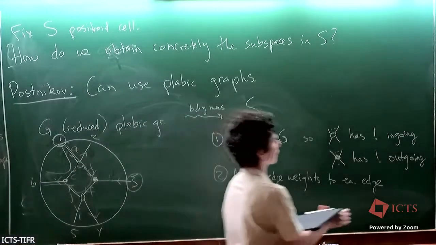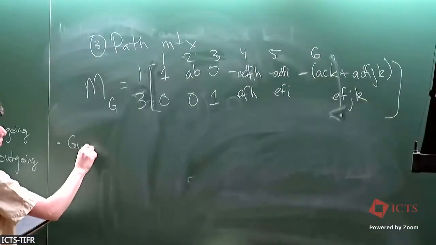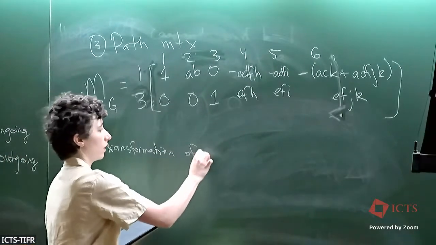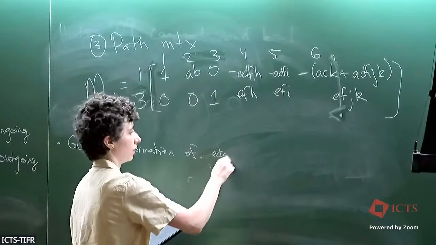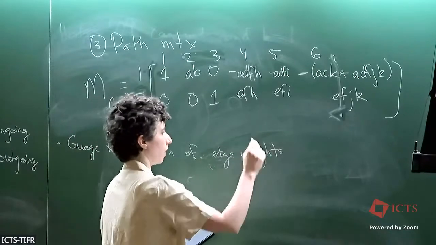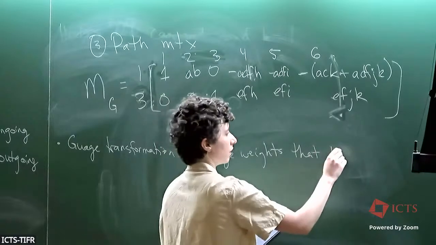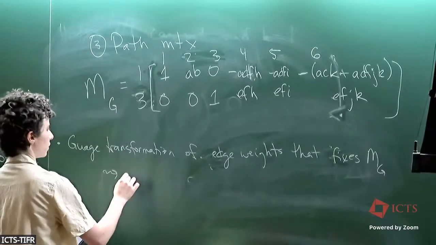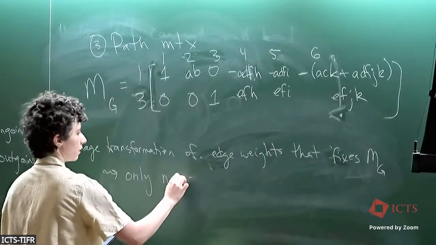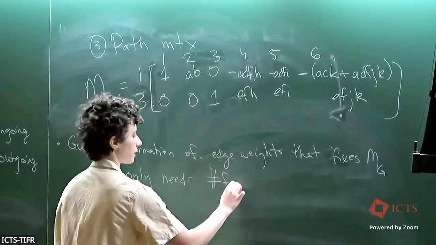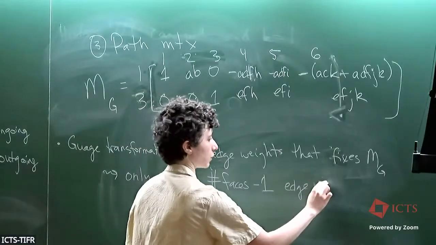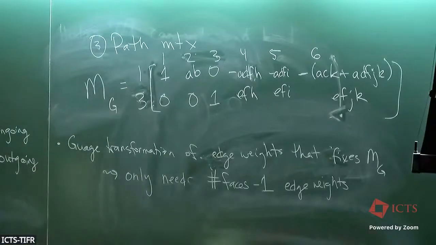So let me say this. There's a gauge transformation of edge weights that doesn't change, that fixes this matrix. And so what this means is that you only need the number of faces minus 1 edge weights here. If you have more edge weights, they are just redundant, we can kind of bring it down.